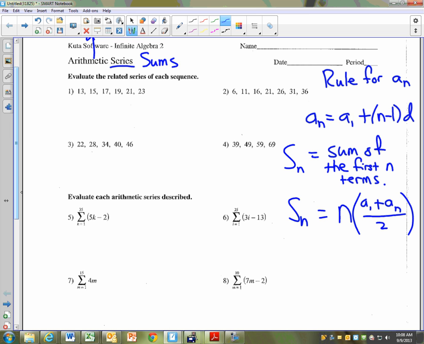Not we're dividing by two boys, but we're dividing by two. I have very good Spanish.